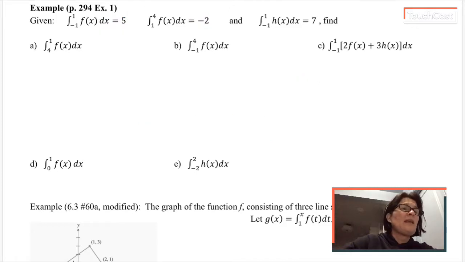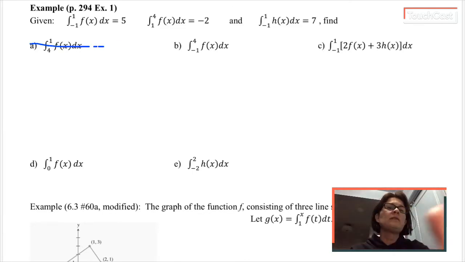This next one, the integral from negative 1 to 1 of 2f of x plus 3h of x. So I'm going to start by splitting this up at the addition sign to an integral that has a sum in the integrand. The integrand just means the stuff that's inside the integral. I can rewrite it as the sum of two integrals. So this is not this problem. This is me rewriting this one.